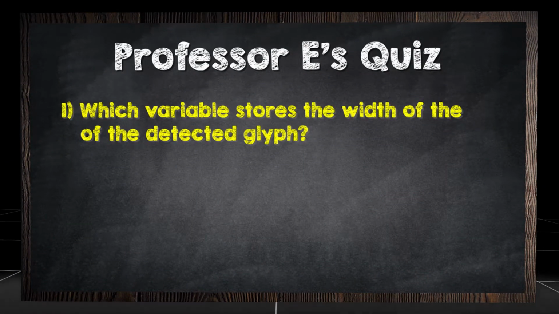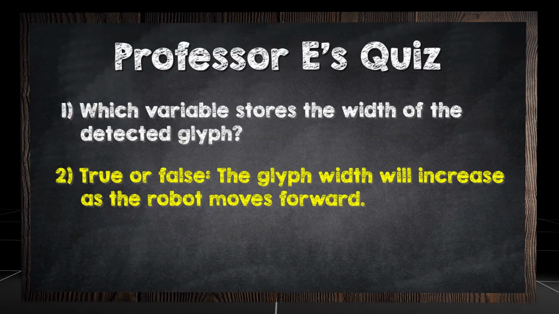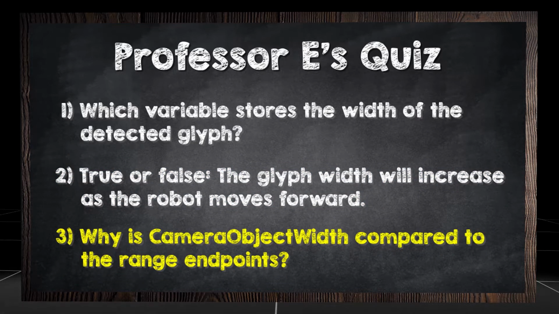Which variable stores the width of the detected glyph? True or false? The glyph width will increase as the robot moves forward. Why is camera object width compared to the range endpoints?